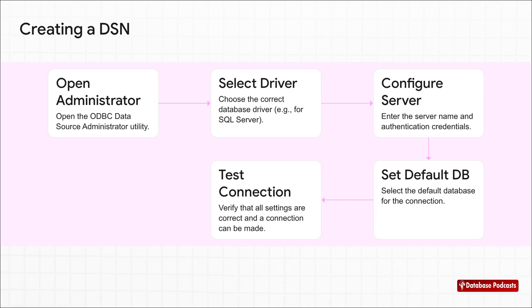You go through this little setup process and you create what's called a data source name, or DSN. A DSN is really just a nickname, a shortcut. But behind that nickname, it securely holds all the important connection details: the server name, the right driver, your login info. So in your code, you just use that simple DSN name, and ODBC takes care of all the complicated connection stuff behind the scenes.